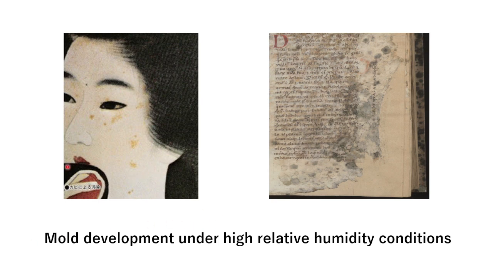This is mold on top of a Japanese painting, contaminating the screen, and it uses animal glue as a nutrient, so if left unattended, the paint layer will eventually fall off. This is also an example of mold growing on the surface of a book.